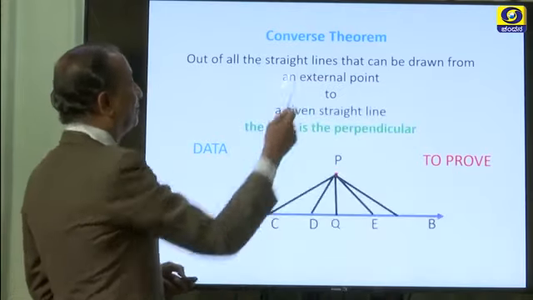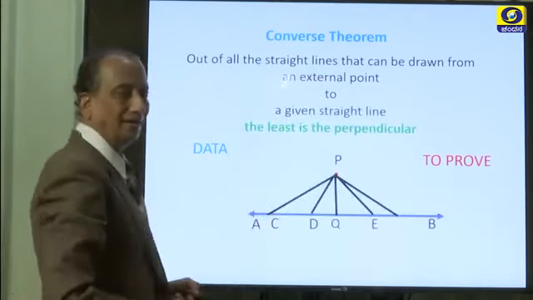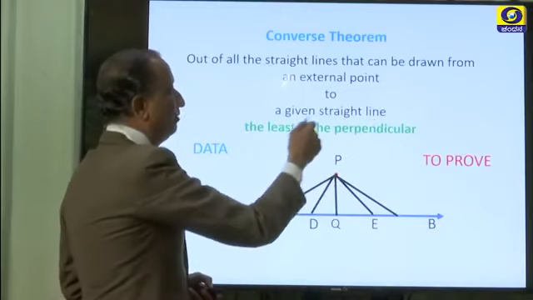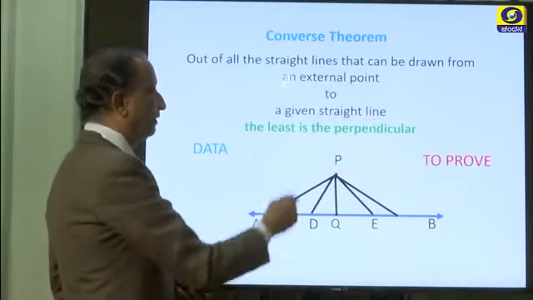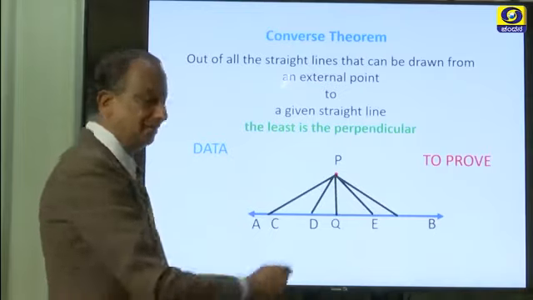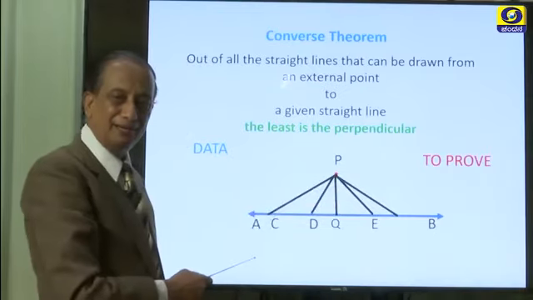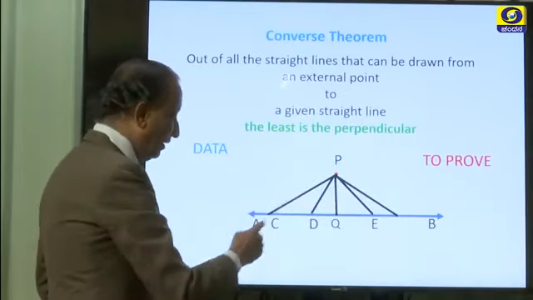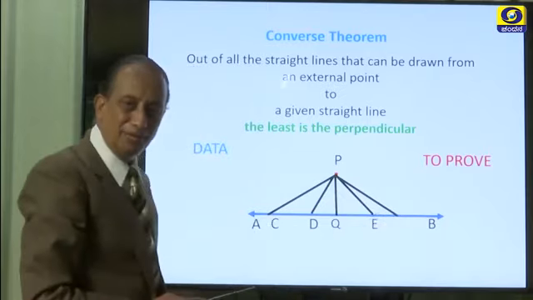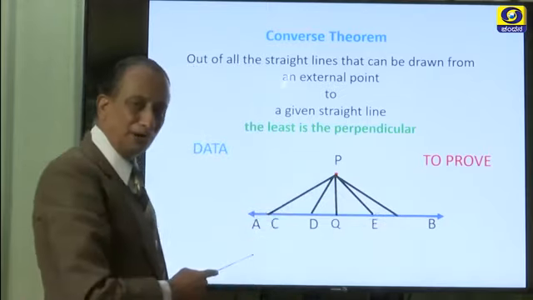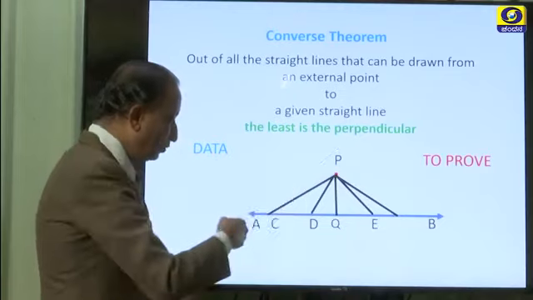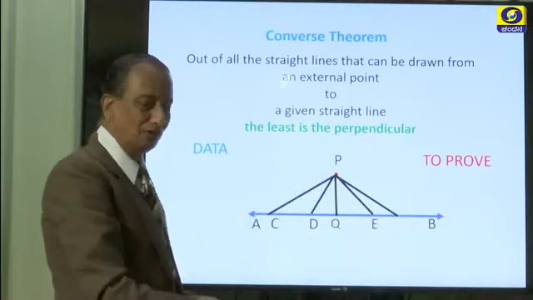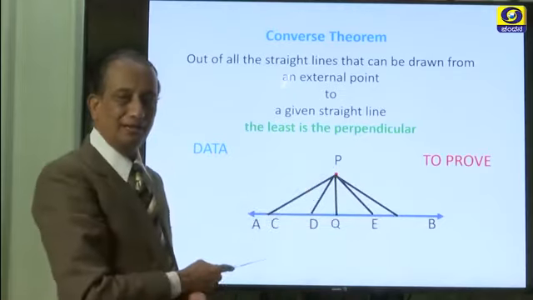Okay. Now, the converse theorem: out of all the straight lines that can be drawn from an external point to a given straight line, the least is the perpendicular. So, now again here is a straight line AB, and here is an external point P. You can imagine so many lines from the point P to the straight line.